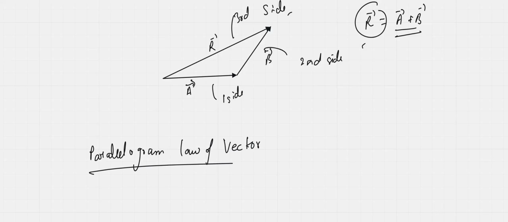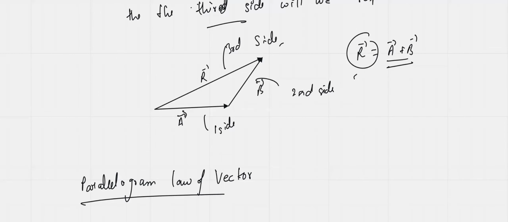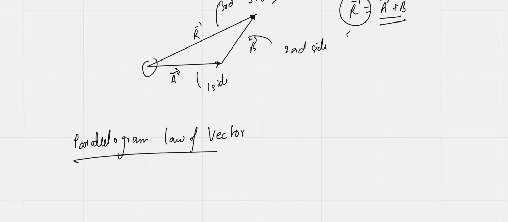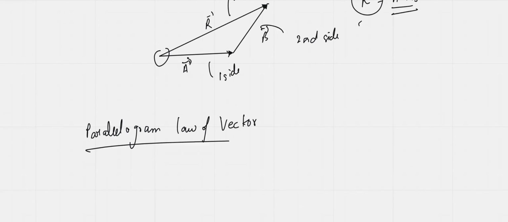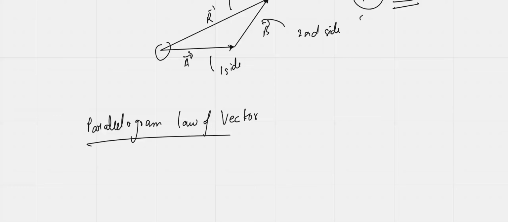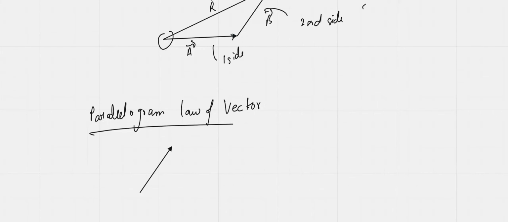Here what is needed? Two consecutive sides. Consecutive means you start one side with a vector and the moment it ends, start another side with another vector. Then the third side, from the start to the end, will be the resultant. Here, I don't need two consecutive sides, I need two adjacent sides. Adjacent is this: if I make a parallelogram, this is one side and I need the adjacent side. Clear?